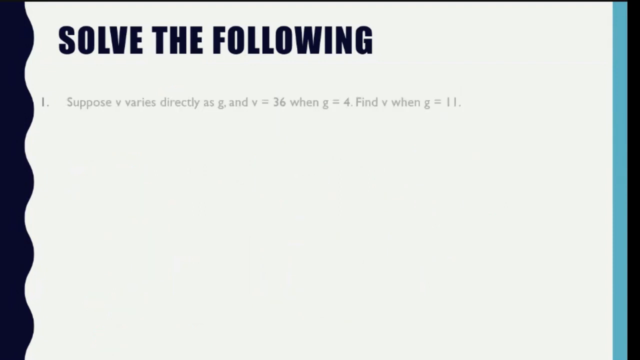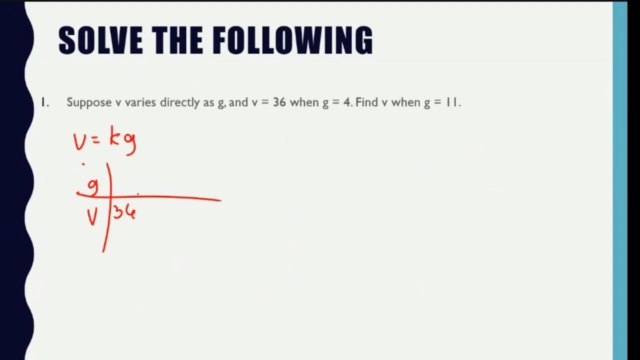Let's try another one. Suppose y varies directly as v and v is equal to 36 when g is 4. Find v when g is 11. Okay, so again, tignan lang natin. Y varies directly as g. So y is equal to kg. So let us create a table of relation. So g and v. So v is 36 when g is 4. Find v when g is 11.